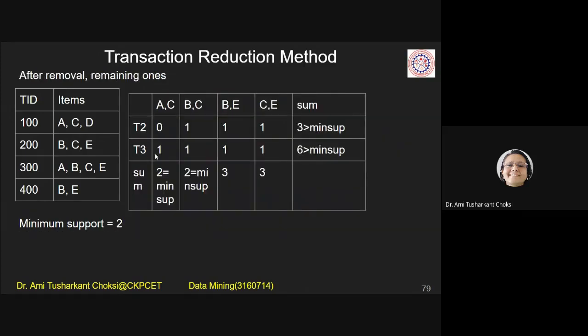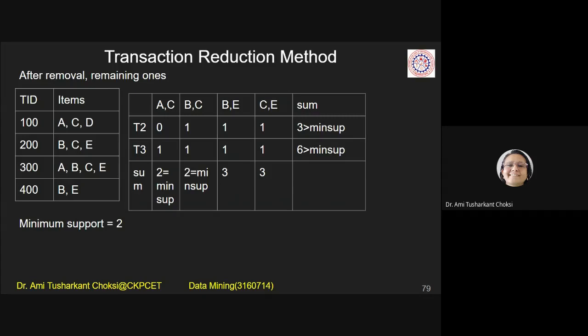For T3, what was there? AC is there, BC is there, BE is there, and CE is there, right? So that's what we are putting here, right? For the L2, we are putting it in this table so we can have the idea for further processing. Okay, so whatever was there, that only I have put here. We are not doing any processing, right? We have just removed and shown the table.